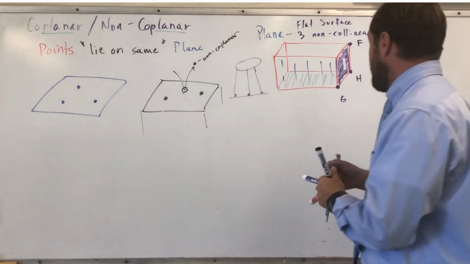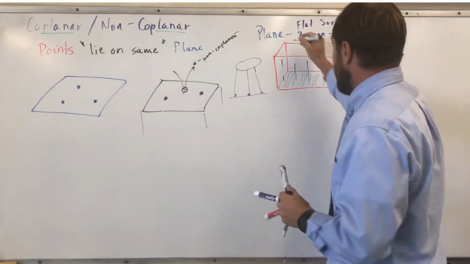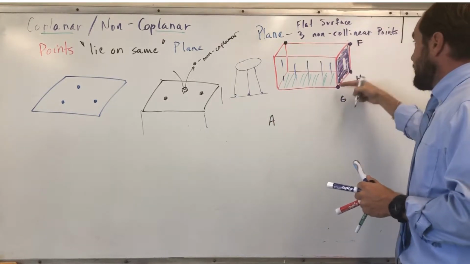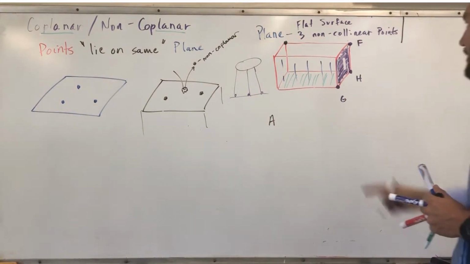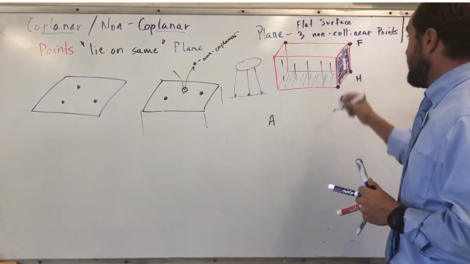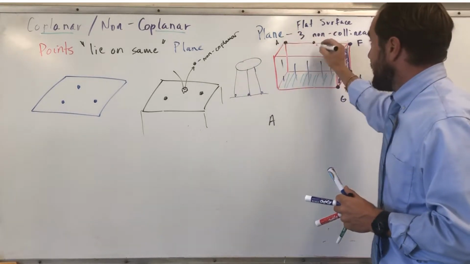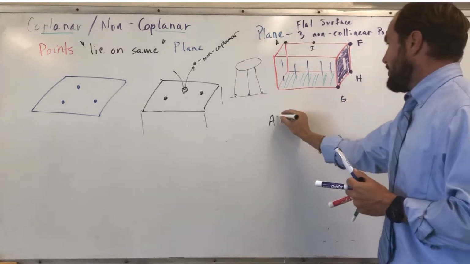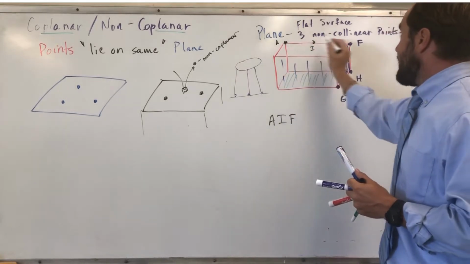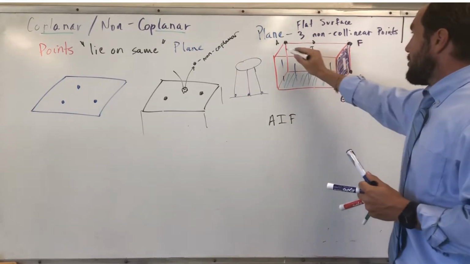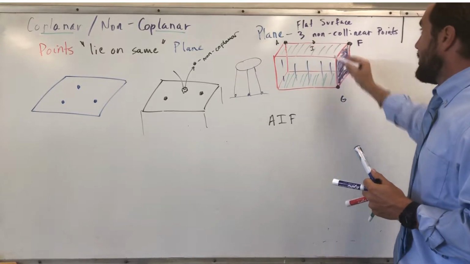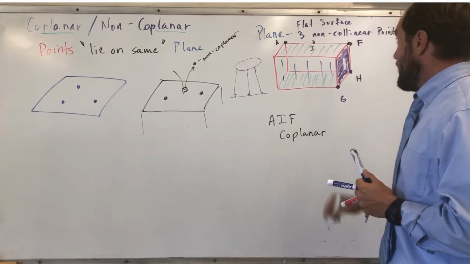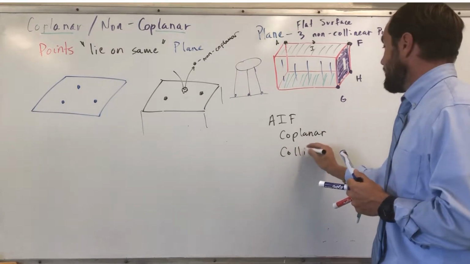Now I could add other points like A and I could say A is not coplanar to F, G, and H, right? This would be an example of this point not being on this plane. I could add, let's say, maybe point I. A and I are not coplanar. And then you could talk about other things like AI and F. Here's AI and F. Those are 3 points that are actually on the same plane. They're part of this top plane. And they're coplanar. And they're actually collinear, right?